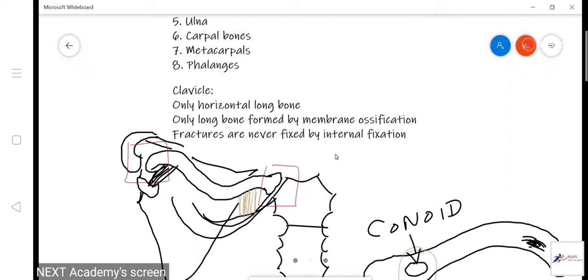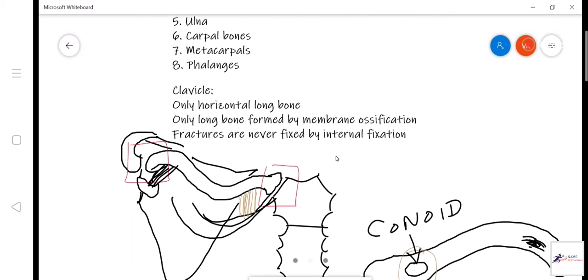Fractures of the clavicle are never fixed by internal fixation. If there is any kind of fracture of the clavicle, the normal orthopedic protocol for fixation is only to adduct the arm completely by the side of the trunk and strap it to the trunk. Strapping it to the trunk is the method of fixation.